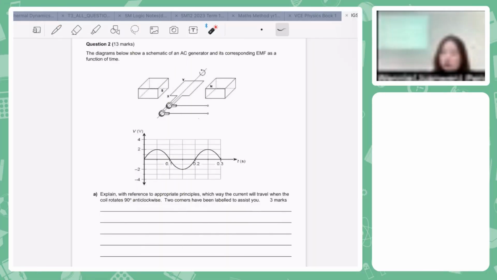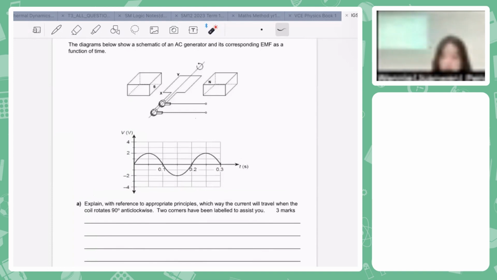All right, let's have a look at question 2. Question 2.1 asks you to explain, with reference to Lenz's law, which way the current travels when the coil rotates 90 degrees anti-clockwise. All right, let's say Hattie, what is your idea for that?